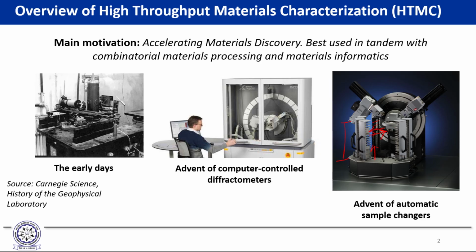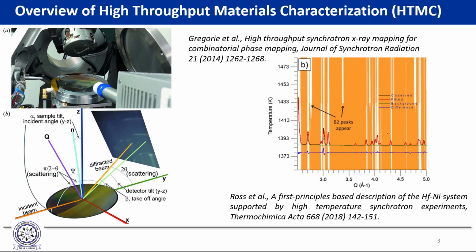So from relatively crude measurements with a lot of manual intervention, we advanced to computer controlled diffractometers, and then we got into a situation where we have this robotic, automatic sample changer. So the instrumentation with X-ray diffractometers has evolved quite a bit, and as we move into the 21st century, we now have automated data collection when it comes to X-ray diffractometers. This is what makes this type of technique quite useful for high throughput materials characterization.